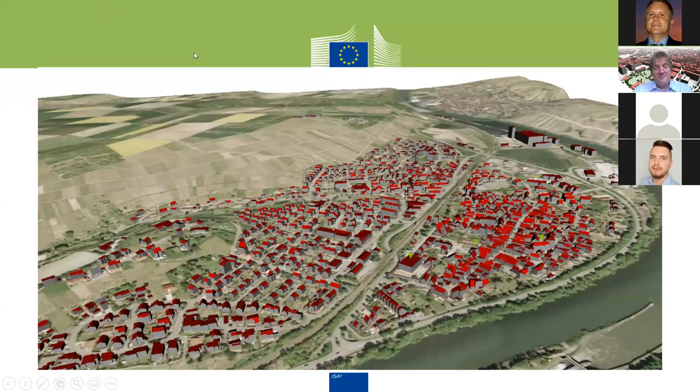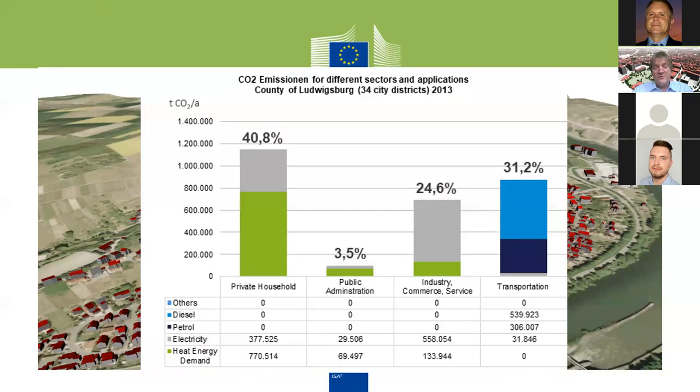That's how the 3D environment looks in this case. It's this so-called LOD2 model. And as mentioned, private households are responsible for about 40% of the CO2 emissions, mainly from the heating sector. So that's one strong motivation to say that needs to be reduced if we want to reduce CO2 emissions.